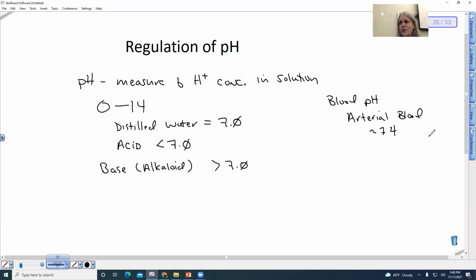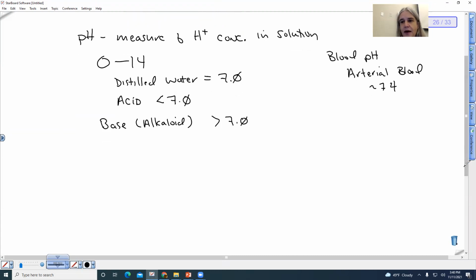Okay, so how do we regulate that blood pH? We have 3 different mechanisms. So 3 mechanisms. We have chemical buffering.